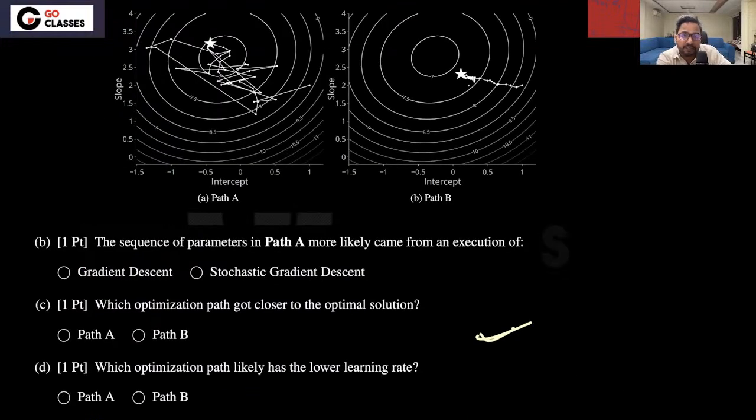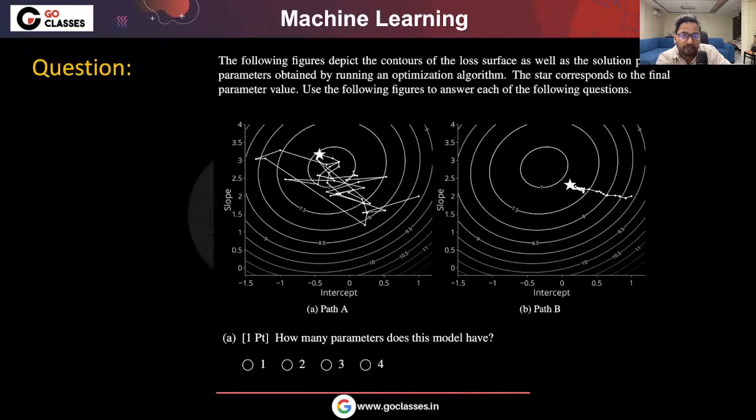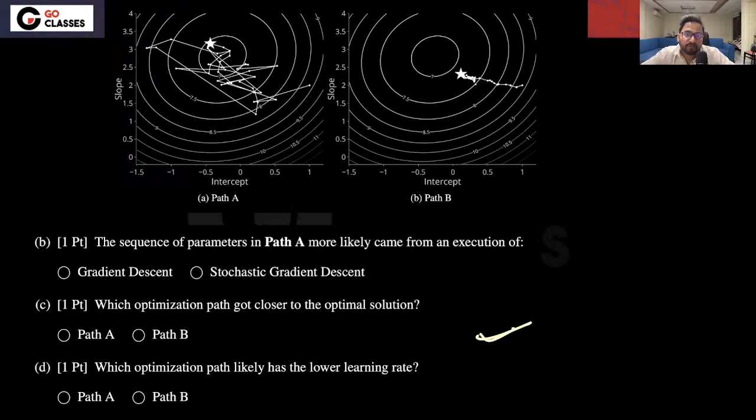Okay, I think we need to just zoom in. It is actually getting stopped here. Let me just see the question, what they have said. Path of the parameters, the star corresponding to the final parameter value. Okay, star is the final, not the lowest. So see, the lowest is here, right? I want to reach here. So it seems that this is closer to the final, right? Path B is closer to the final. Okay, that was the question.